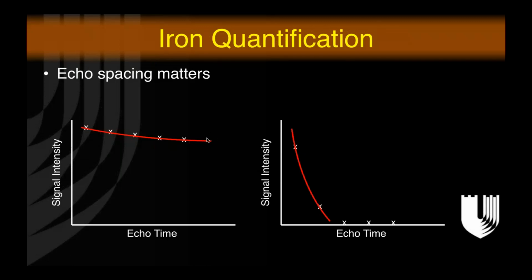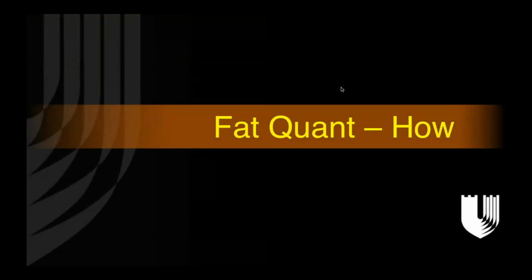With R2 star, these changes in curves and signal decay can be much larger. And so you'll run into some patients like this, you'll run into some patients like that. So some institutions will set up multiple scans in their protocol where they have longer echo spacing and shorter echo spacing so that they cover all possible scenarios.